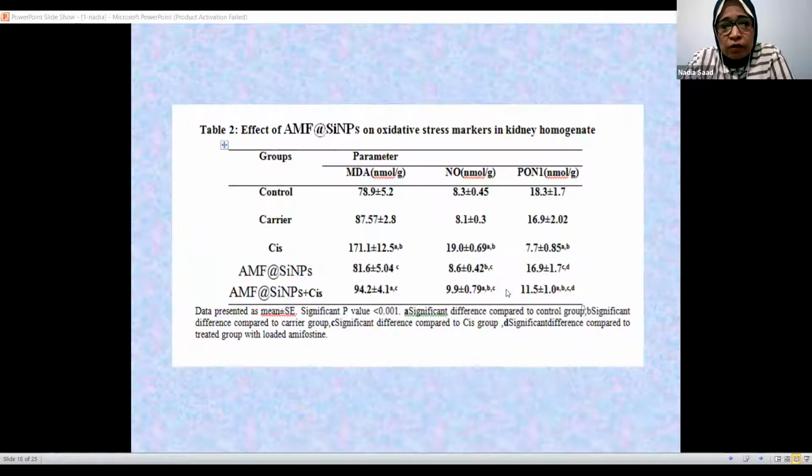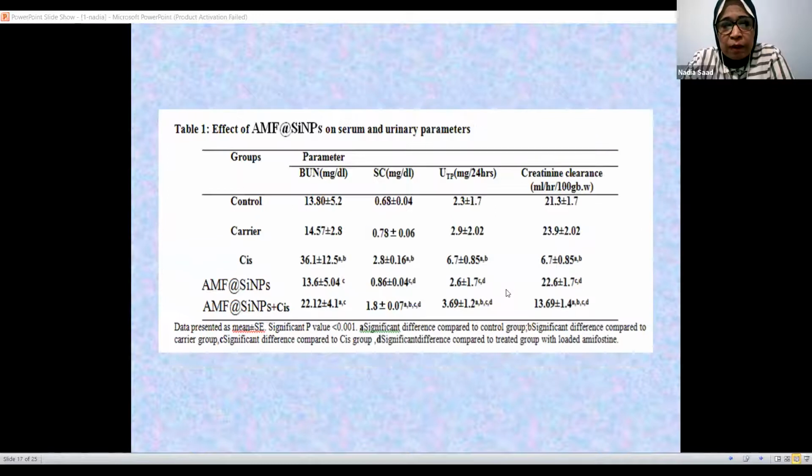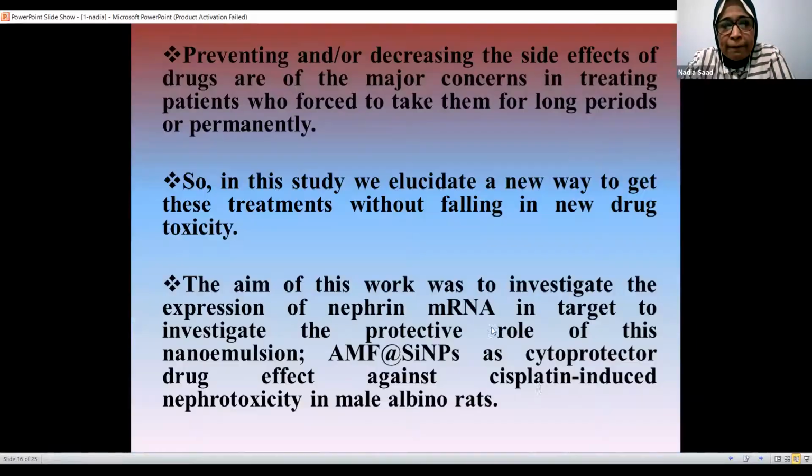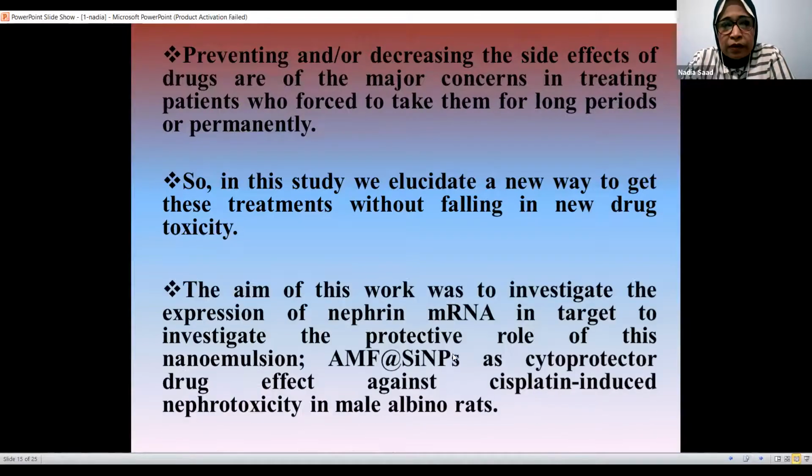In this study, we use 5 groups. No, the previous, no. There is a missing slide. Okay, next.